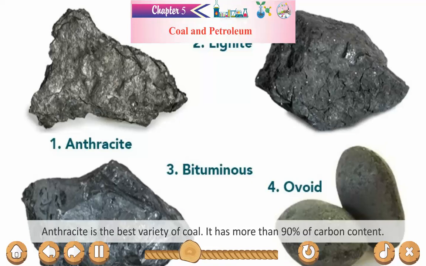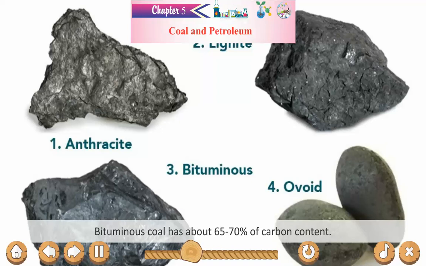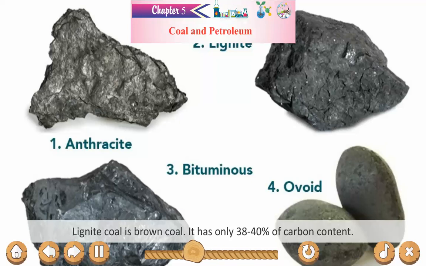Anthracite is the best variety of coal. It has more than 90% of carbon content. Bituminous coal has about 65 to 70% of carbon content. Lignite coal is brown coal. It has only 38 to 40% of carbon content.